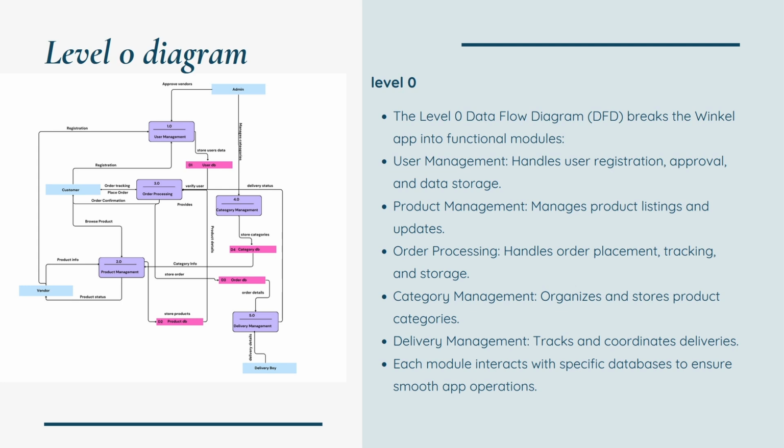Category management organizes and stores product categories. Delivery management tracks and coordinates deliveries. Each module interacts with specific databases to ensure smooth app operation.